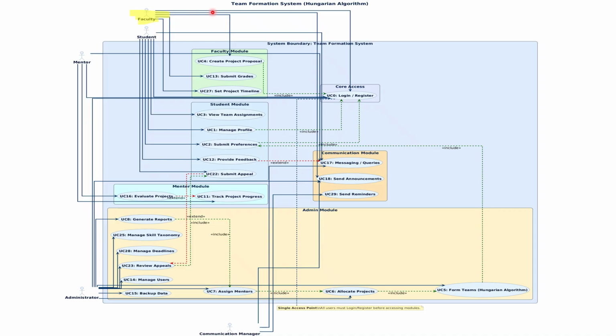Now, what are the use cases of faculty? A faculty can create a proposal, he can submit his grades, or the third thing is he can set the project timeline. Second is a student. A student can view the assignments, manage the profile, submit his preferences, provide feedback, and then submit an appeal.